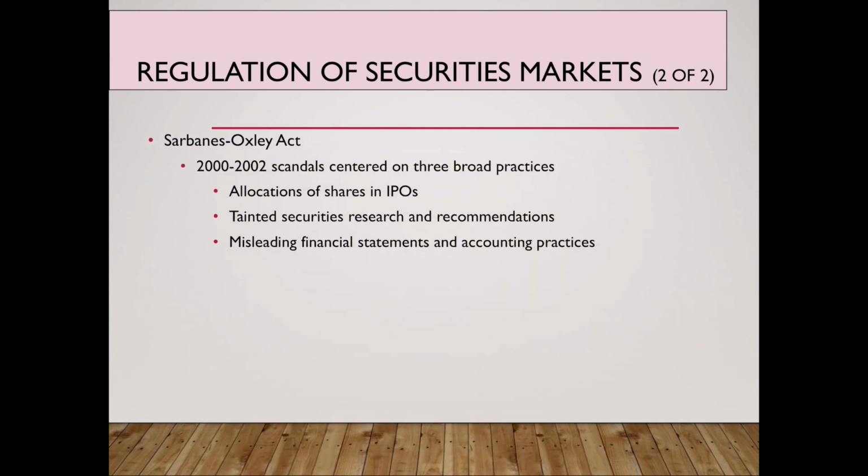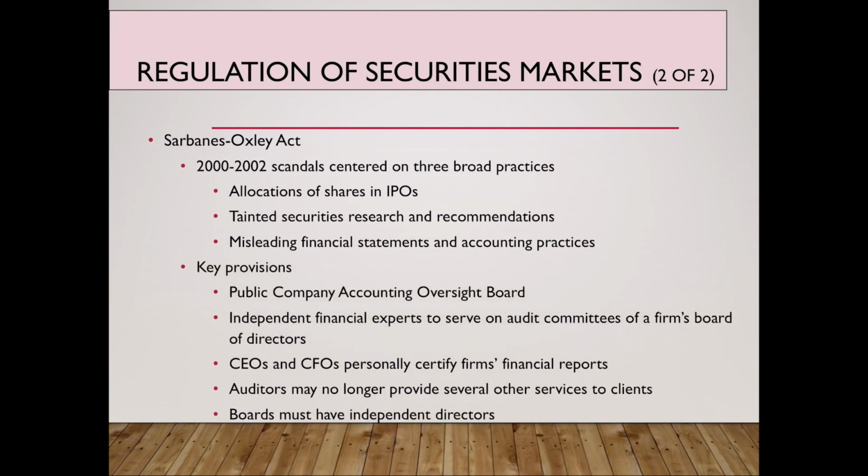From 2000 to 2002, scandals centered on 3 broad practices, which included the allocations of shares in IPOs, tainted securities research and recommendations, and also misleading financial statements and accounting practices. We've already discussed that in Chapter 1. Some key provisions that came about from the Sarbanes-Oxley Act include the Public Company Accounting Oversight Board, also independent financial experts to serve on audit committees, CEOs and CFOs personally certify the reports. Auditors may no longer provide additional services, and the boards must have independent directors.